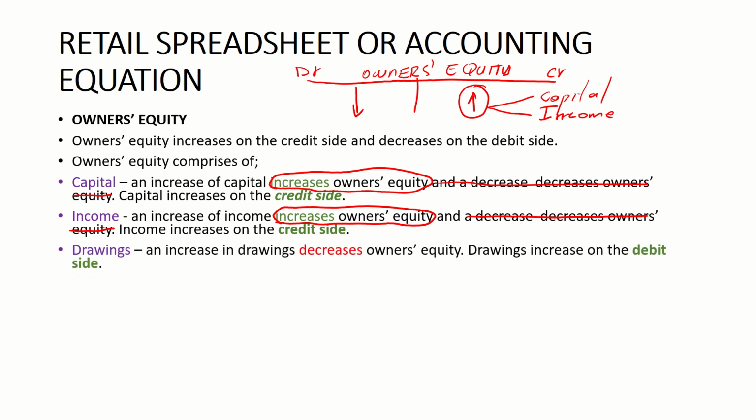Drawings are distributions to the owners of the business. Therefore, drawings decrease owner's equity. And remember, owner's equity decreases on the debit side. The first thing that will decrease owner's equity will be drawings.